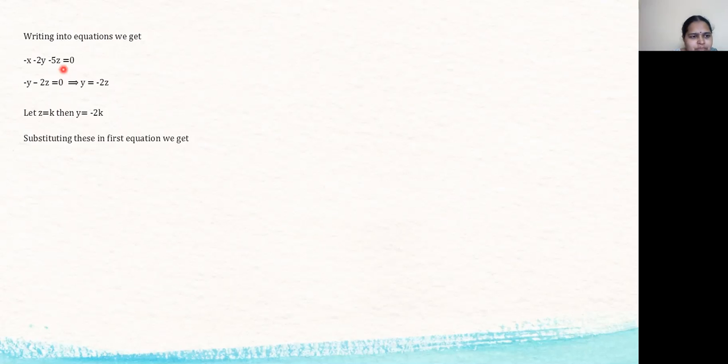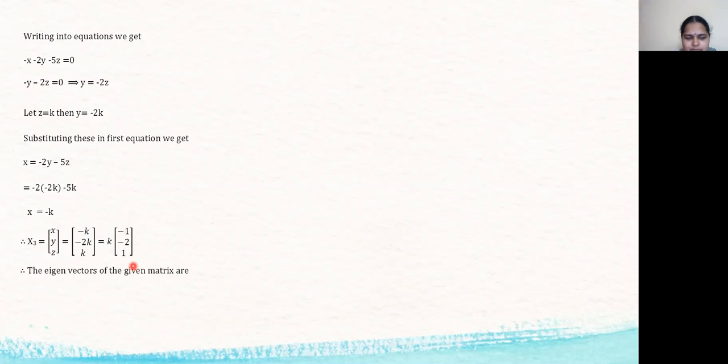So substituting this into x value, then we get x equal to minus 2y minus 5z. So in place of y write 2k, in place of z write k. Then we have x value as minus k. So write all these into the vector xyz, minus k, 2k, k. K if we take out, then we get minus 1, 2, 1. So this is the third eigenvector. Of course, whenever we want to use these eigenvectors, we will take k as 1. So these are the eigenvectors x1, x2, x3.